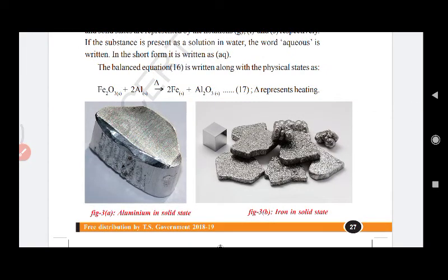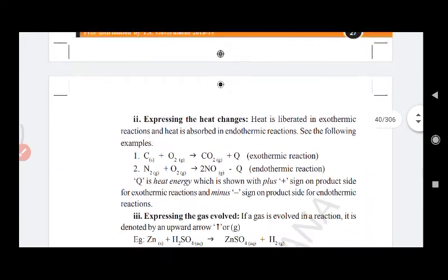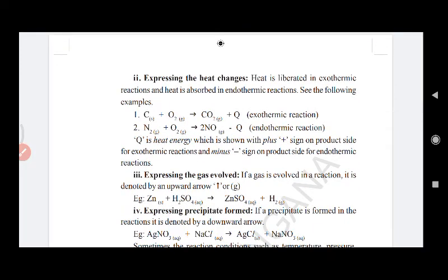The second one is expressing the heat changes. Whether heat liberates or heat is absorbed during the chemical reaction, the amount of heat energy is represented with capital Q. If heat is liberated during the chemical reaction, we write the symbol Q on the product side. Along with the products, we represent the amount of heat evolved with plus capital Q. Q represents here the amount of heat energy.